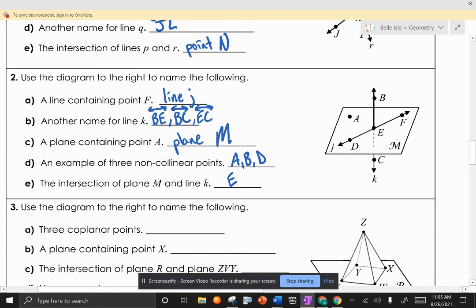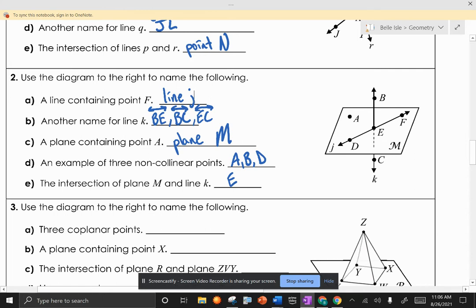A plane, I think, implies two-dimensional, a plane of existence. Okay, so let's flip through number 2 real quick. A line containing point F: line J. You obviously could have put other answers. What other answers would have worked? Line DEF. Line DEF, yes. Line DF. Line FED. Yep.